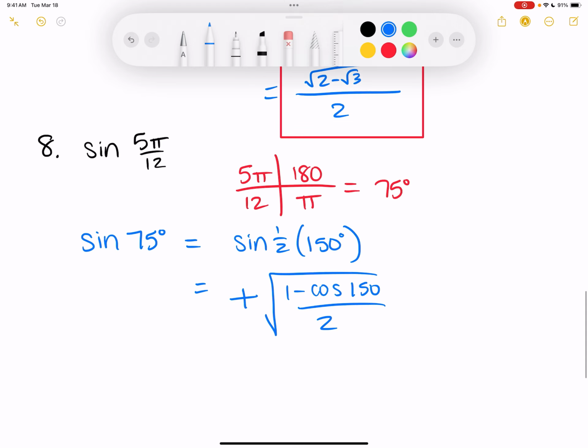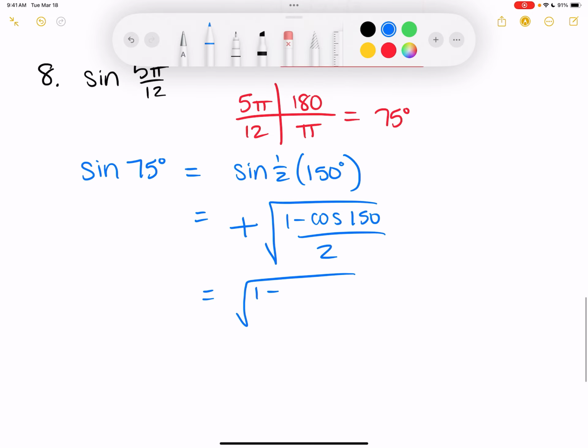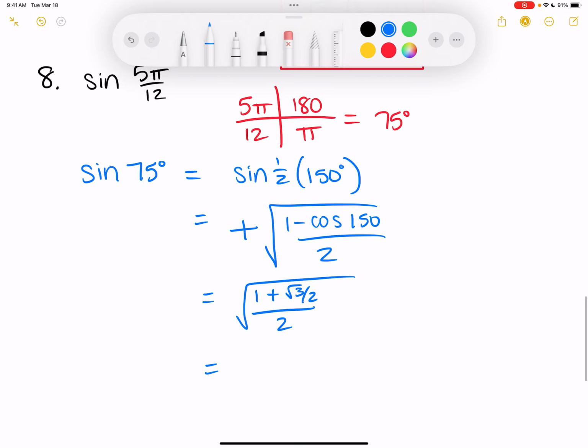What is the cosine of 150? Negative square root of 3 over 2. I feel like we just did this. Nope, just similar. I think there's only going to be more 2's again. Cosine of 150 is negative. It was minus the cosine of that, so that means this is positive. So it's 1 plus root 3 over 2.